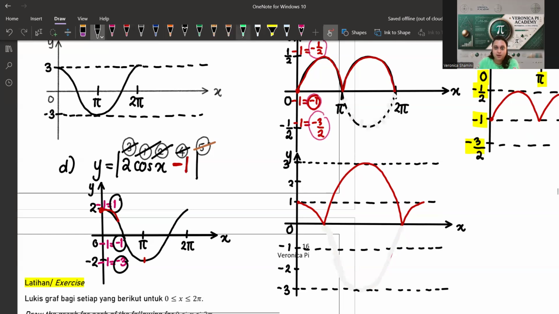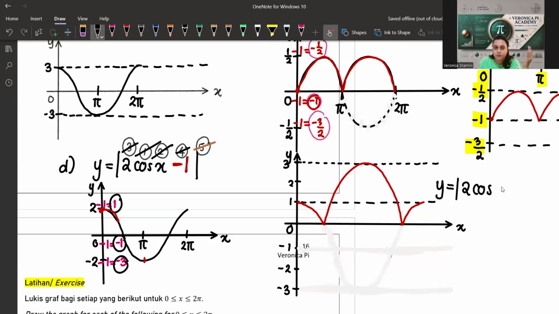If you want the bawah, the dotted line also boleh padam sebab kan no graph. There's no graph what. So all padam, ni semua tak perlu. All these no need. Okay. So now your graph dekat atas only. This is y equals to modulus 2 cos x minus 1, modulus close.